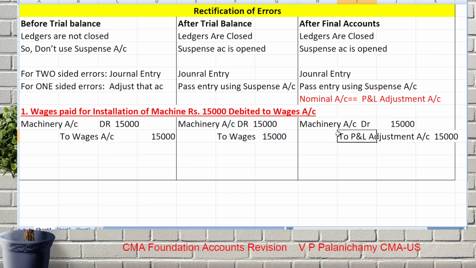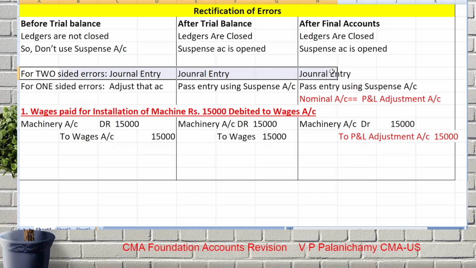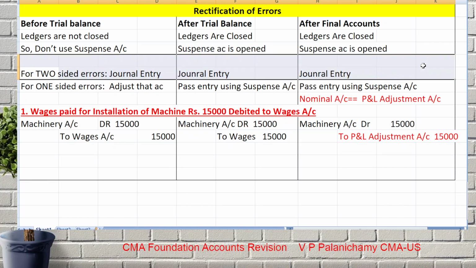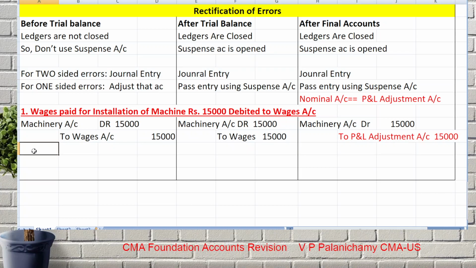After final accounts, in the place of nominal accounts, use which account? P&L adjustment account. It's an example of two-sided error. In a two-sided error, a journal entry comes, not a suspense account. Clear? Next, I'll give an example of one-sided error.